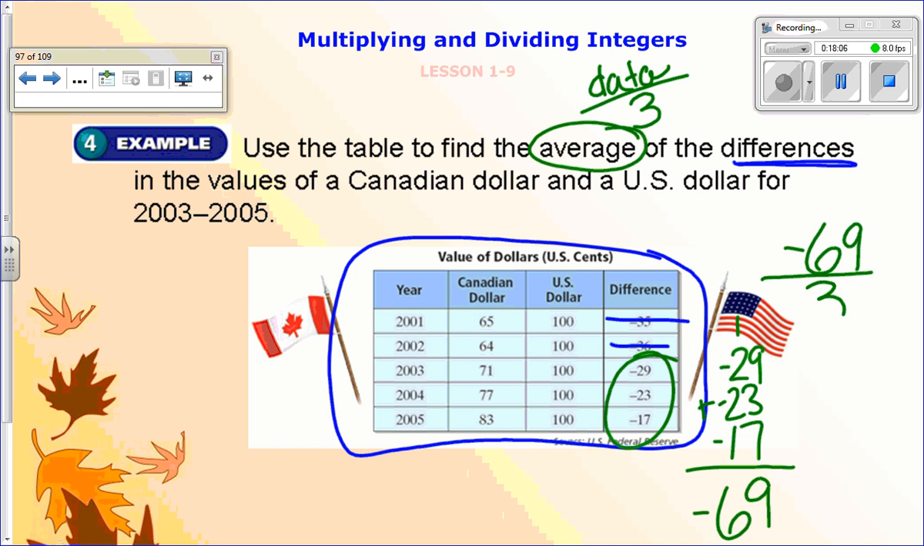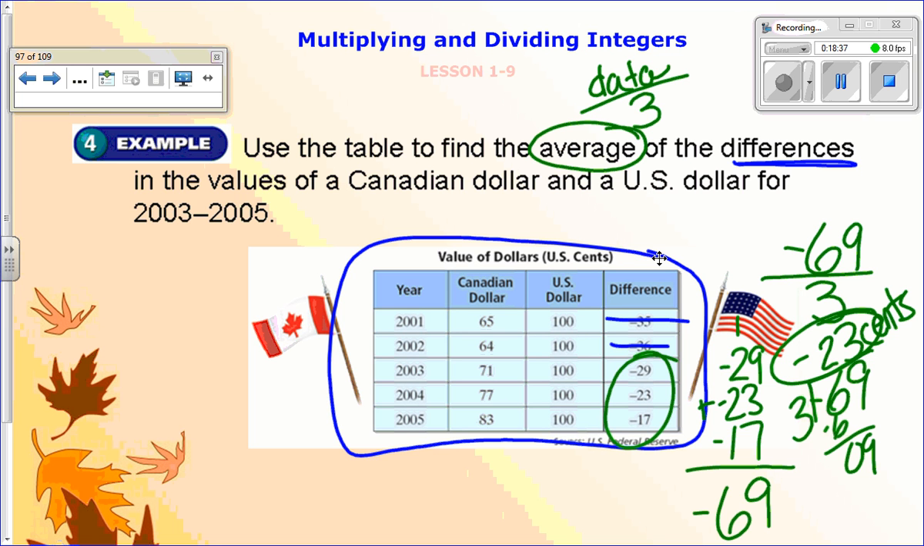All right, now I found what that equals at the top. Now I need to divide it by how many data pieces there are. We have the 3 years, so we divide it by 3. And let's see, we go ahead and do that. And we get 23. But again, we have to look, is that a positive or negative 23? So if we take a look, 1 is negative. We have a negative 69 and a positive 3. The signs are different. So our answer is a negative 23 cents. We should have a label since it's a word problem. All right. So that would be what we'd have for number 4.